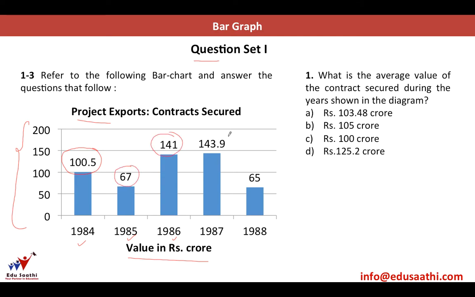The first thing you do after looking at the question is try to understand what the graph tells us. Let's look at the first question. What is the average value of the contract secured during the years shown in the diagram? This is pretty easy. You just need to add all of them: 105 plus 67 plus 141 plus 143.9 plus 65. Then divide by 5, since we have 5 years, and you'll get the average value. So the correct answer here would be option A.